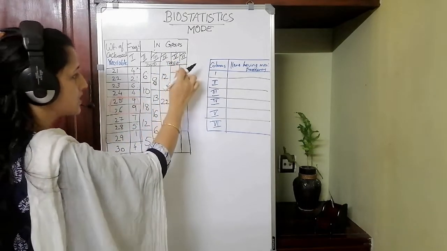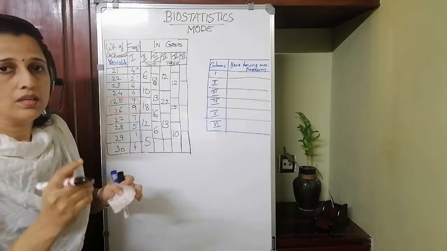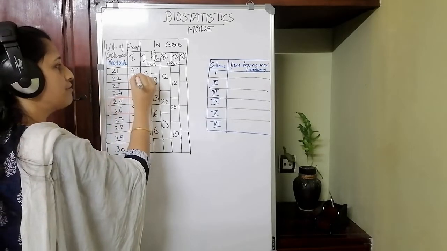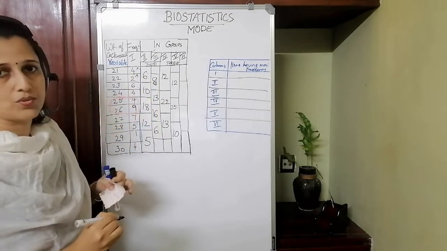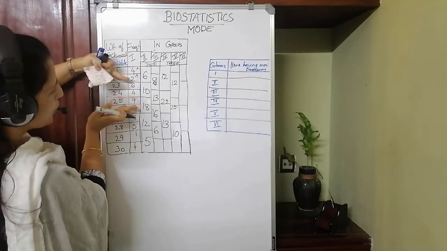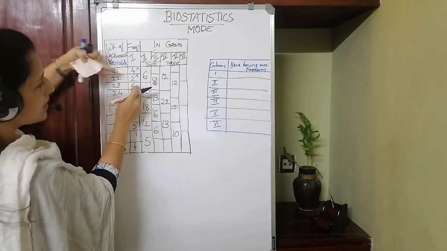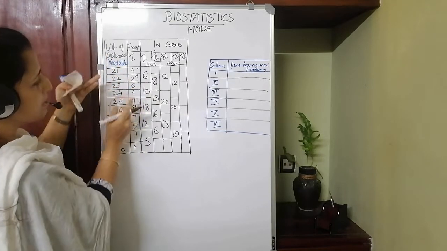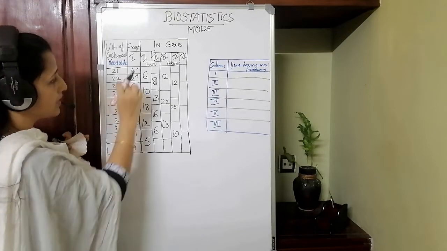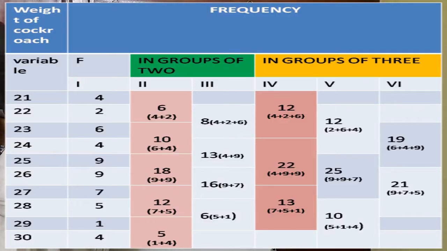And in the sixth column, that is also a group of 3, but ignoring the first 2 values. We have to ignore the first 2 frequencies. So grouping of 3 is done from the third one, that is 6 plus 4 plus 9. The 2 values are ignored. 6 plus 4 plus 9 comes to 19.